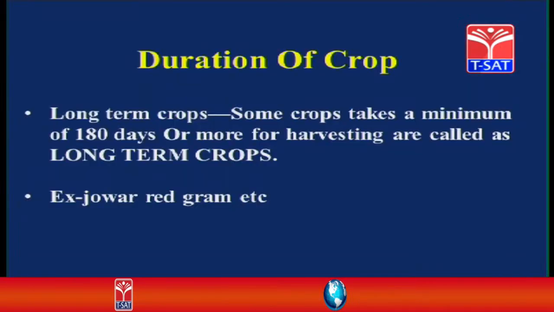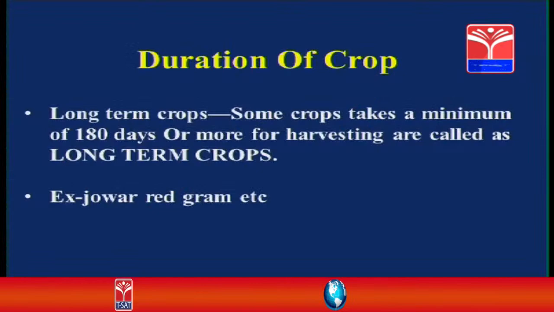Let us see there are two types of crops depending upon their duration. Duration means how much time period they will take. Some crops take more time for maturity, whereas some crops take less time for maturity. If the crop takes a minimum of 180 days or more for harvesting, these crops are called long-term crops. Examples are jowar, red gram, etc.